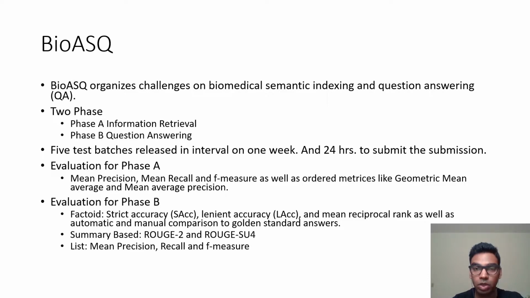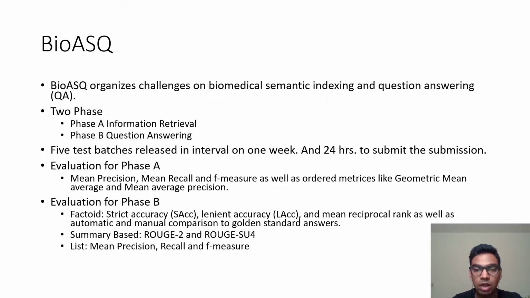Based on the type of question, the answer could be a factoid, a list of factoids, or a yes or no. And for every question, we are also required to return an ideal answer. An ideal answer is just a short summary of the snippets, or a natural language answer. The competition is conducted in 5 test batches, released at intervals of 1 week, and we have 24 hours to submit our response. The evaluation for Phase A is done using mean precision, mean recall, and F measure, as well as ordinal metrics like geometric mean average precision and mean average precision.